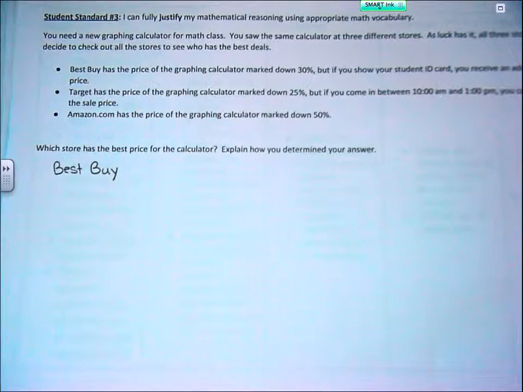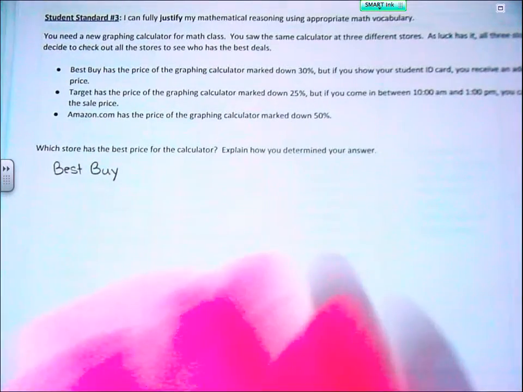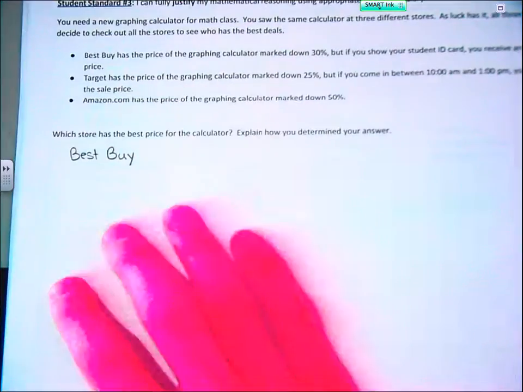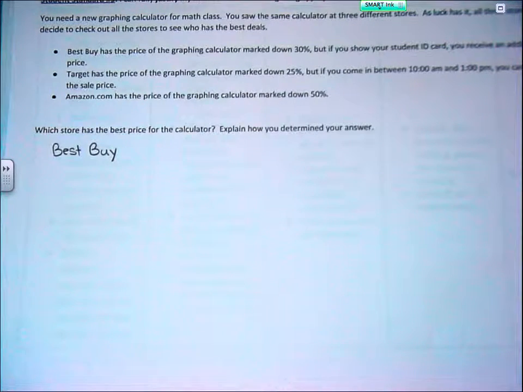So this justification question, first of all, I'm going to start by saying it was difficult. Second, when I'm doing a justification question, I need to explain the steps I took. I need to use vocabulary, and then I need to do something to prove that I'm correct.